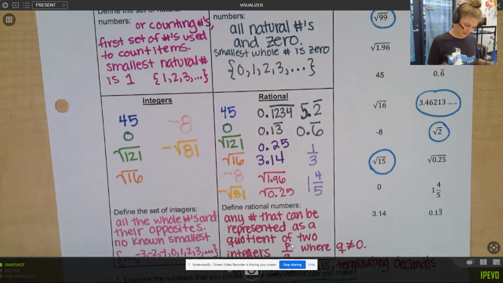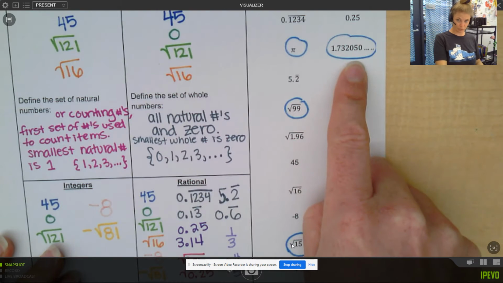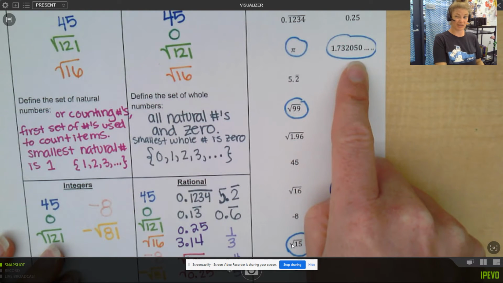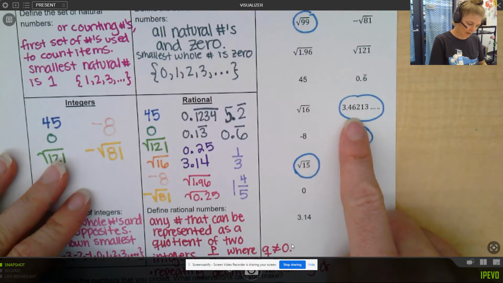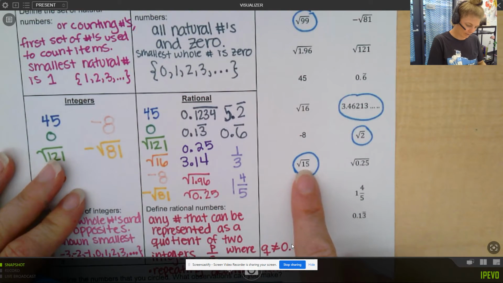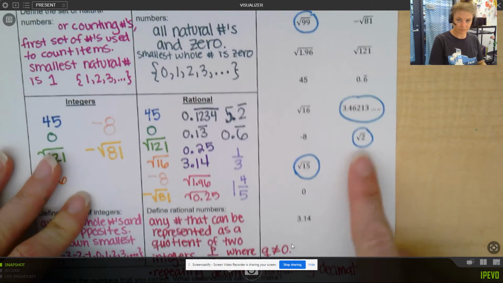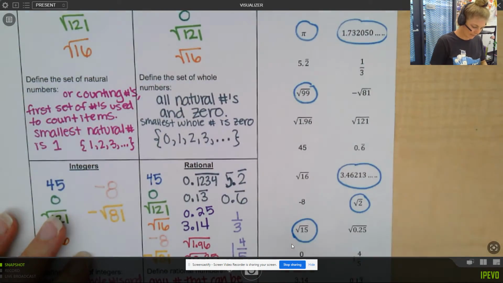Okay, so what numbers did we not use? We didn't use pi. We didn't use 1.732050, blah, blah, blah. Not sure, it just keeps going. Square root of 99, 3.46213 dot dot dot, square root of 15 and square root of 2. So these are numbers we did not use.